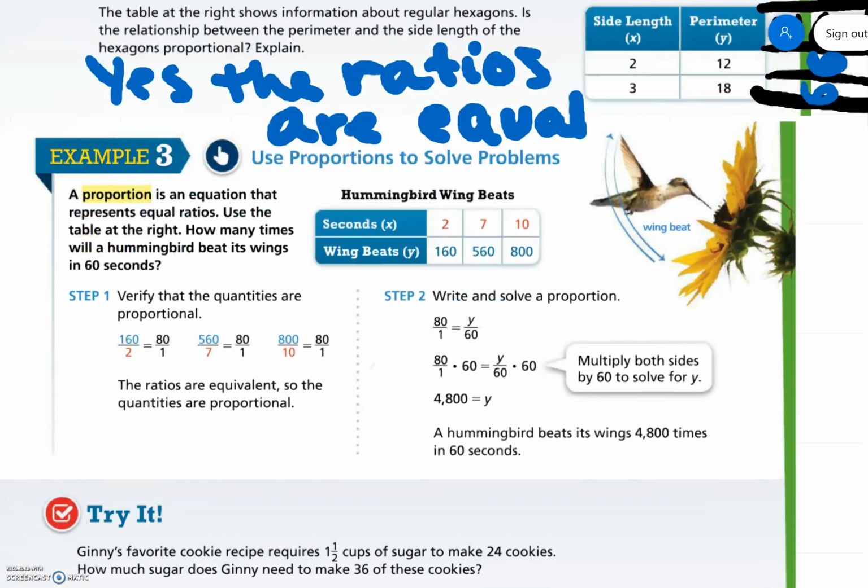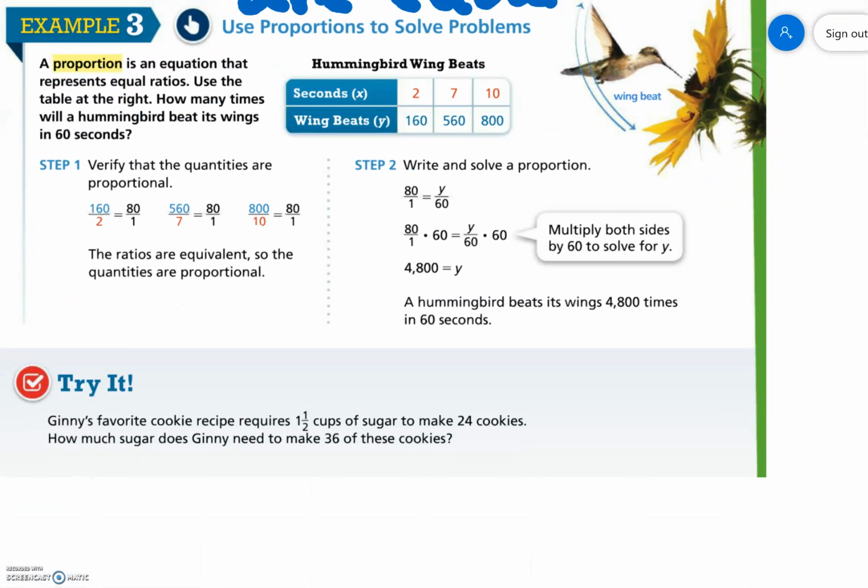Example number 3. Use proportions to solve problems. Here's another vocab word. A proportion is an equation that represents equal ratios. Use the table at the right. How many times will a hummingbird beat its wings in 60 seconds? The first thing we have to do is make sure that these are proportional. So we do our y divided by x.